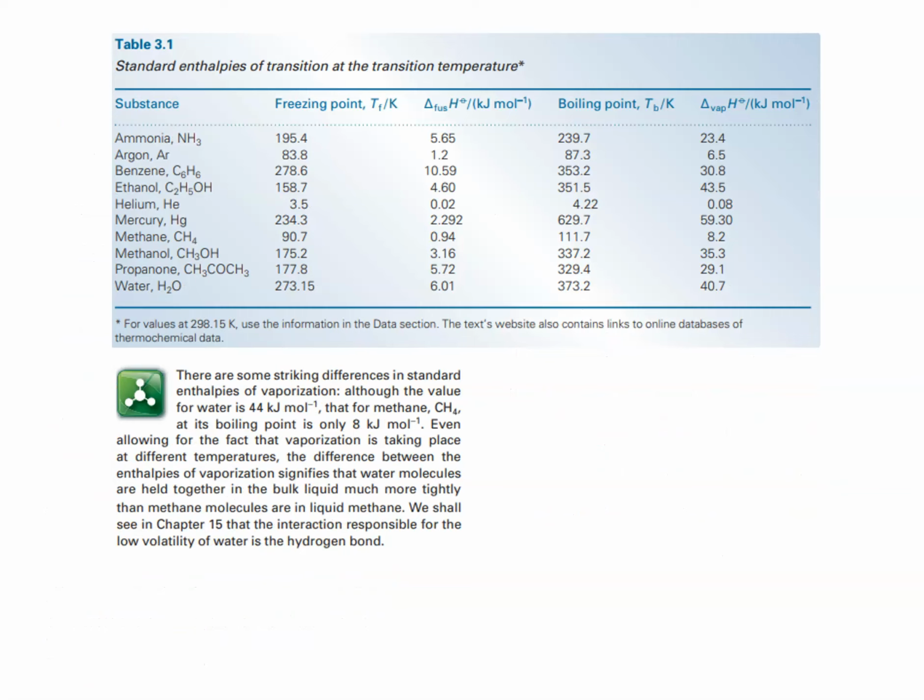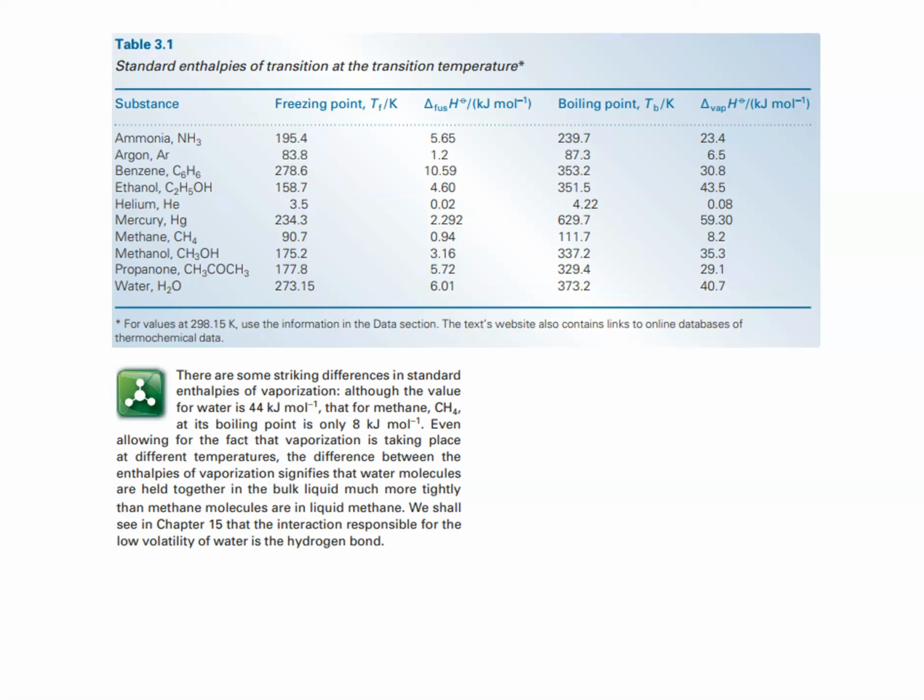And here's a reference table which we were referring to, which gives you a number of substances, including ammonia, argon, benzene, ethanol, all the way through water, and it gives standard freezing points, standard changes of enthalpy of fusion, boiling points, and standard changes of enthalpy associated with vaporization, and these are all per molar values.